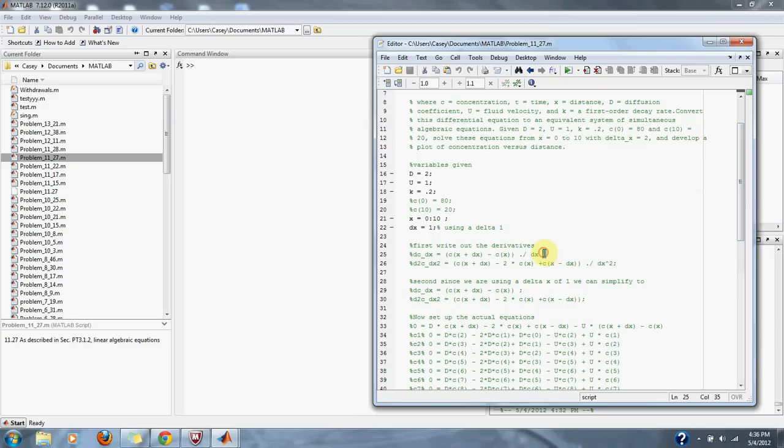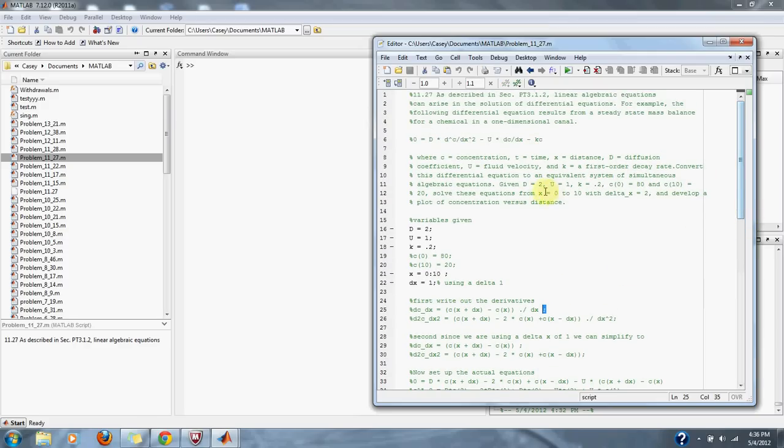as noted here. We take the first derivative of dc over dx, expand that out, and we do the same with the second derivative of dc dx, expand that out.